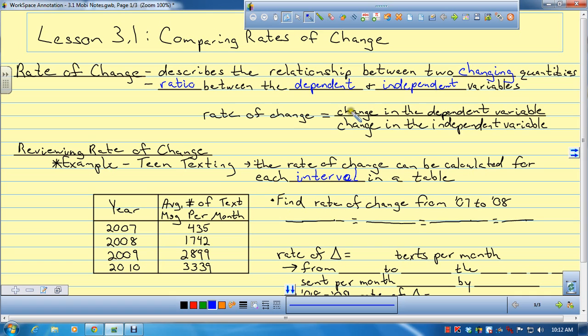So first, we know that it's our change in dependent over our change in independent. Recall from our review that typically our independent variable is going to be our time. So when we're finding the rate of change from 07 to 08, we're talking about right there, right? A lot of times you'll see me use a shortcut, a triangle, to describe a change in. So a change in our dependent variable over a change in our independent variable. Our dependent variable in this case, our number of text messages, depends on what year we're talking about. So that's what makes it the dependent variable. So we're talking about a change in number of text messages over a change in year, right?